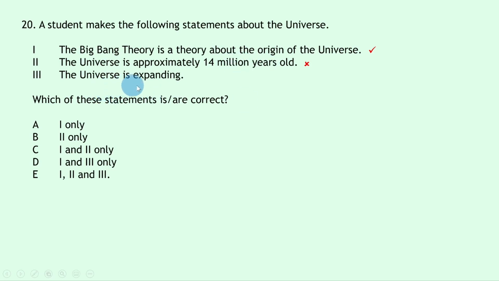And lastly, the universe is expanding, and this is also true. So there's lots of evidence to support this, and you'll learn more about this in higher physics. But remember, we've got things like redshift and Hubble's law which support this statement. So this means we've got 1 and 3 that are correct, which gives an answer of D.